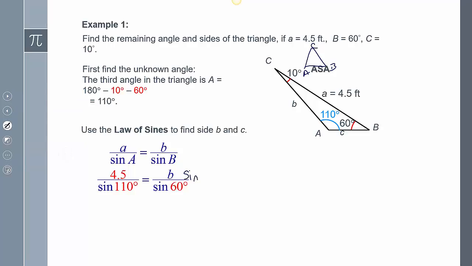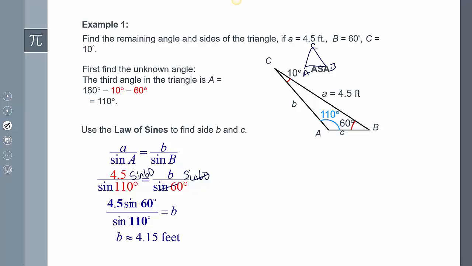So if I multiply both sides by the sine of 60 degrees, that will cancel out there. And so I'll get 4.5 sine 60 over sine 110 equals B. I enter that into my calculator, and you're going to get approximately 4.15 feet.